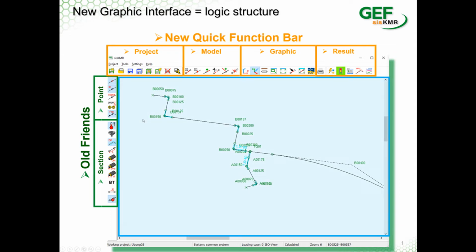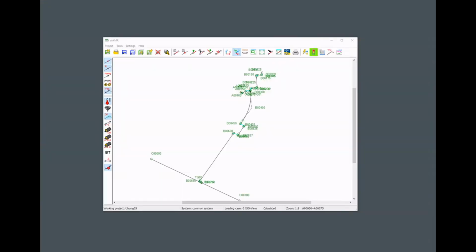In the center of the window, we're finding the graphic window of the geometric model. This has not changed much. And finally, we have a drop-down list here with 4 main groups. First, I want to talk a little bit about the project handling.